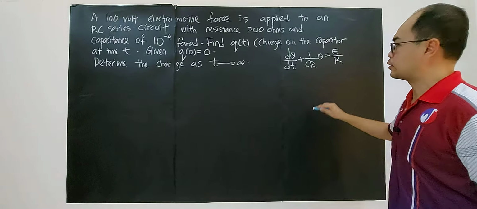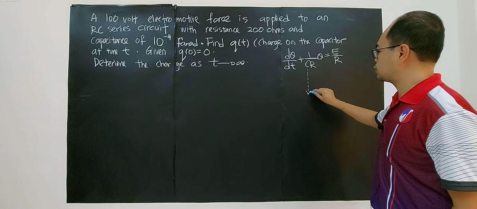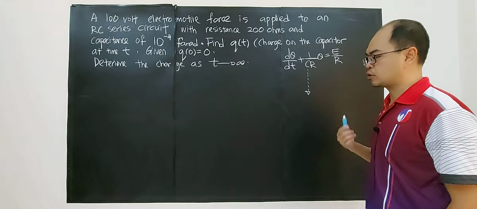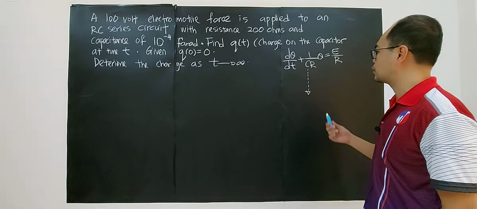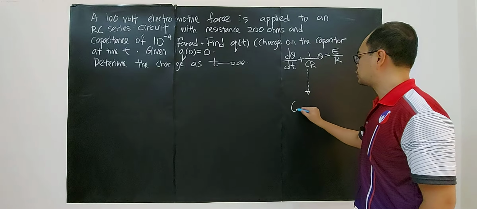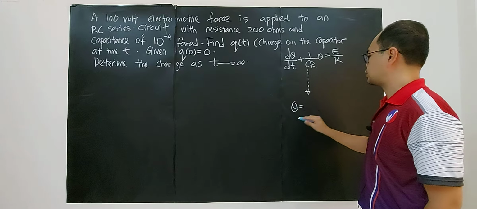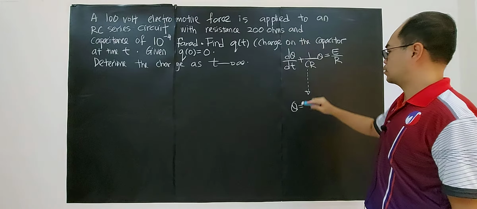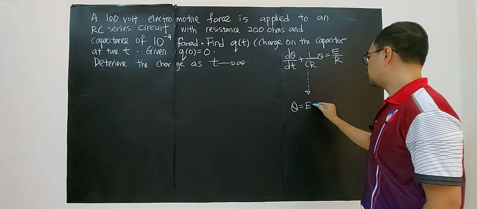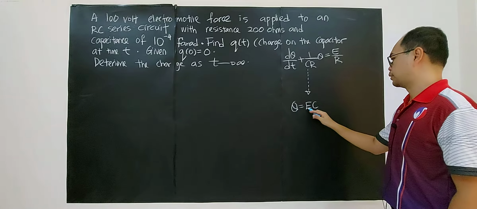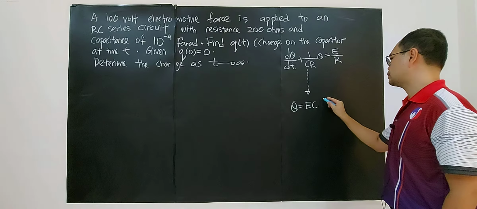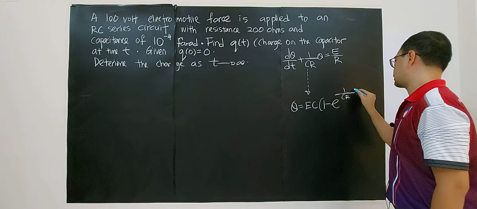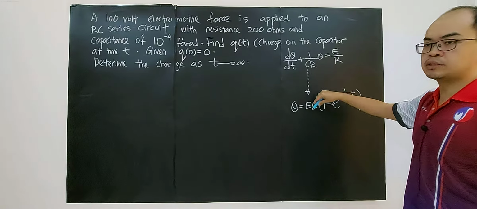By using the knowledge of first order linear differential equations and the integrating factor, we finally reached the formula for charge in the RC circuit: q(t) equals E C, the electromotive force and the capacitance, times 1 minus e to the negative t over CR. This derivation is very important.